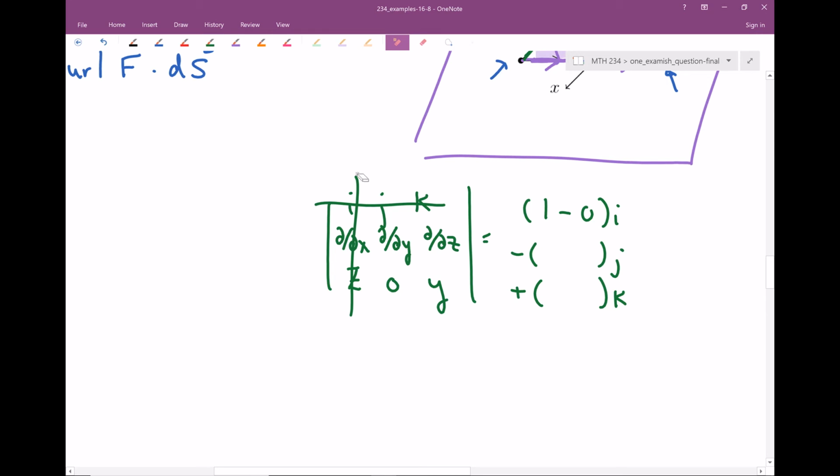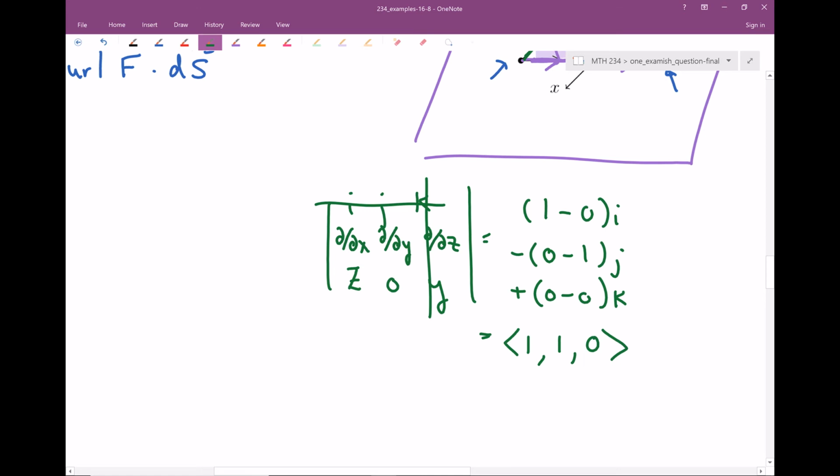Let's cross off that first row and now the second column. Partial derivative with respect to x of y minus the partial derivative with respect to z of z. And then finally, the first row, third column: partial derivative with respect to x of 0 minus partial derivative with respect to y of z, also 0. So we're going to have 1, and this is -1, also 1, 0. So the curl of f is 1, 1, 0.